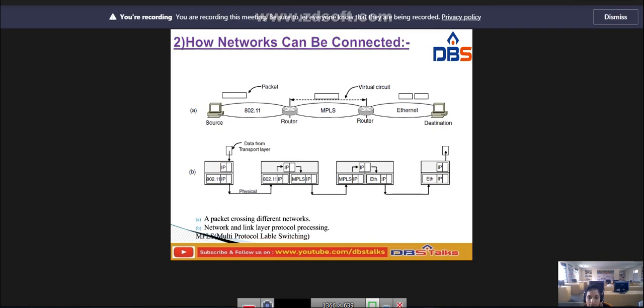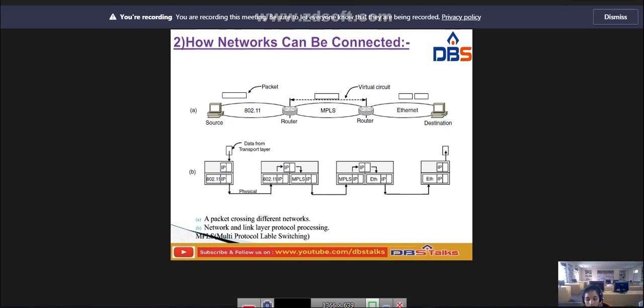Next, coming to the second one: how networks can be connected. There are two basic choices for connecting different networks.